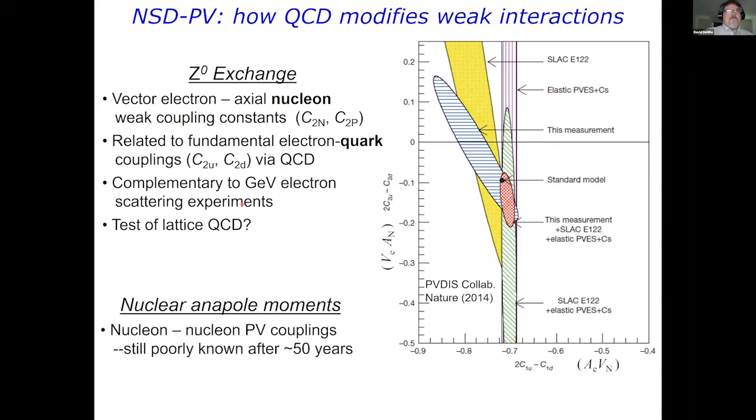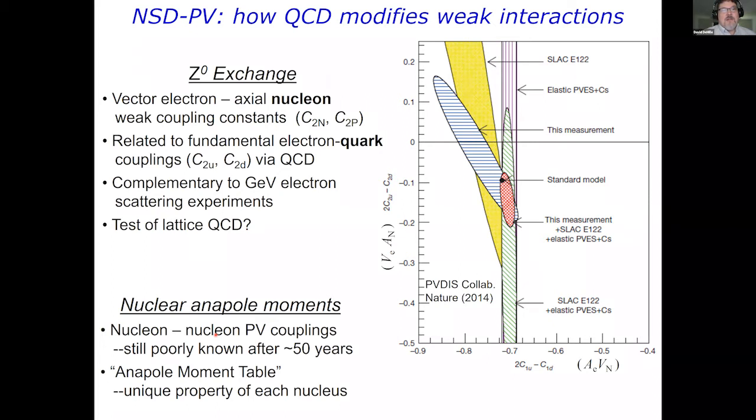This program requires measuring the effect in very light systems where the signals are small. In heavier systems where the signals are much bigger, we definitely expect to be able to measure nuclear anapole moments. These tell us about the weak electroweak couplings between nucleons, which are still poorly known despite 50 years of effort. And in the end, the technique that I'll tell you about looks like it'll allow us to create a sort of table of anapole moments, analogous to a table of nuclear magnetic moments or nuclear electric quadrupole moments.